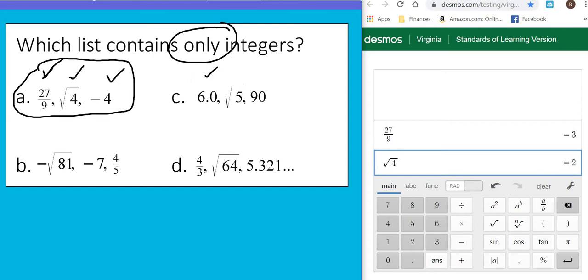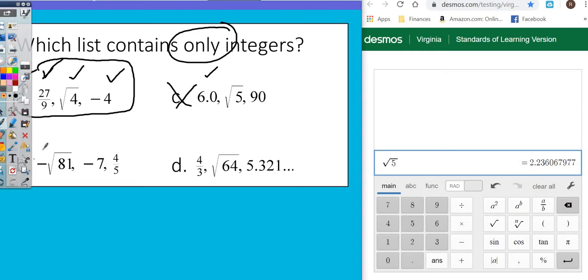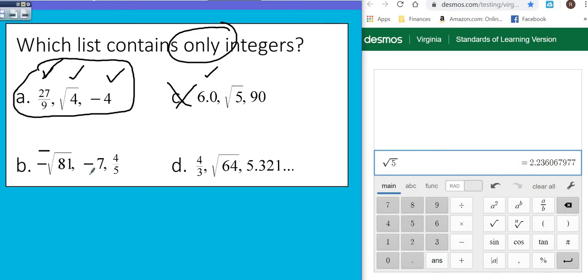6.0 is an integer. It would be on a perfect number line. But let's come over here and look at the square root of 5. So let's put that in our calculator, and we get a definite irrational number, so that goes away. So let's look over here at B, and B says negative square root of 81, so let's go ahead and put that in our calculator. Negative square root of 81, that is -9, that's definitely an integer.